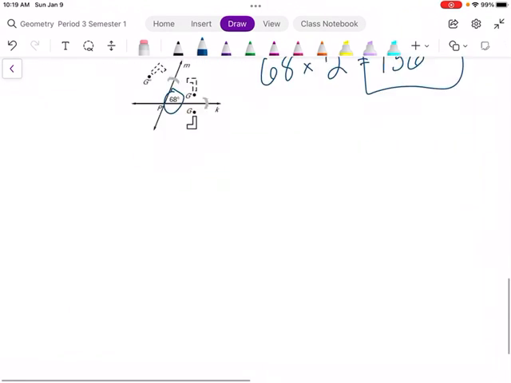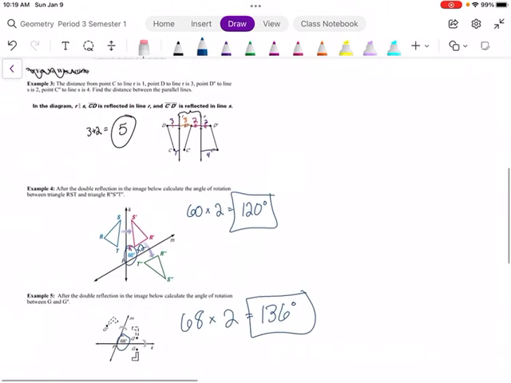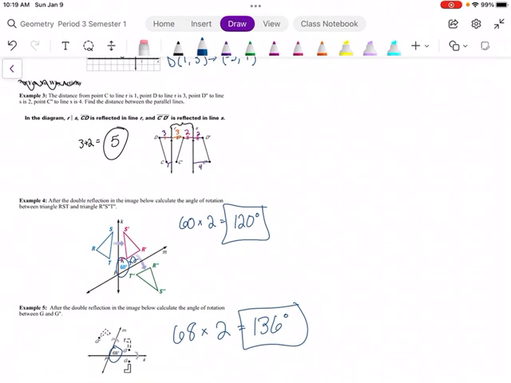So that's everything for this section of notes. And you can go ahead and do the homework now. And if you have any questions, let me know.